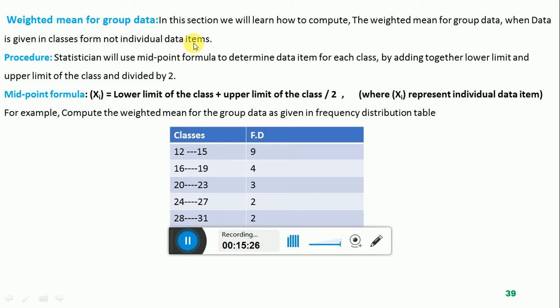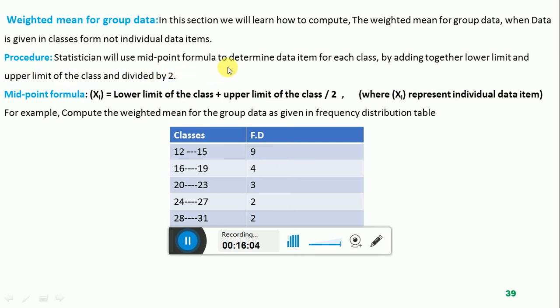So first let me introduce the procedure, the methodology, of how a statistician can compute the weighted mean for group data, where data items are not available. The statistician has to develop, determine data items using the given classes and given frequency distributions. So procedure: the statistician will use the midpoint formula to determine the data item for each class by adding together the lower limit of the class and the upper limit of the class and dividing by 2.